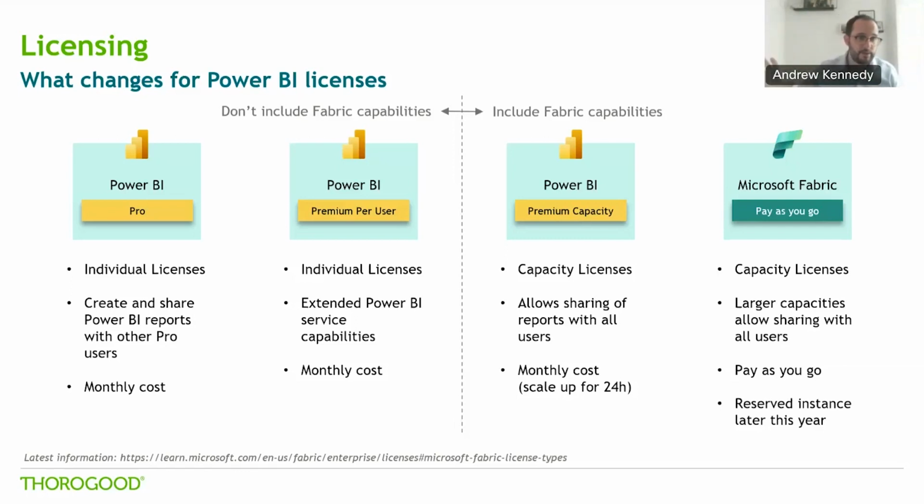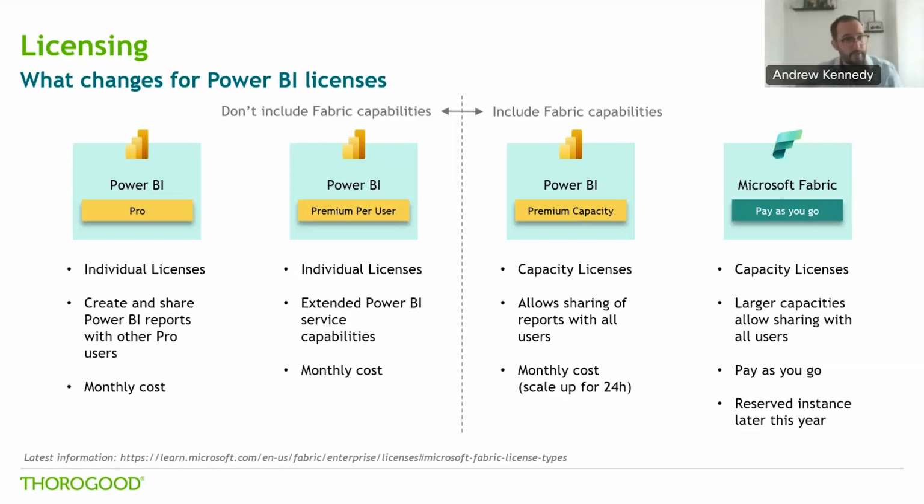The Microsoft Fabric pay-as-you-go allows you to start it for anything from a minute upwards, billed per second, and you can scale it up and down. It's not as flexible as some of the tools. You do have to tell it what capacity you want, but it's pay-as-you-go, and you can change that capacity as and when you need it.